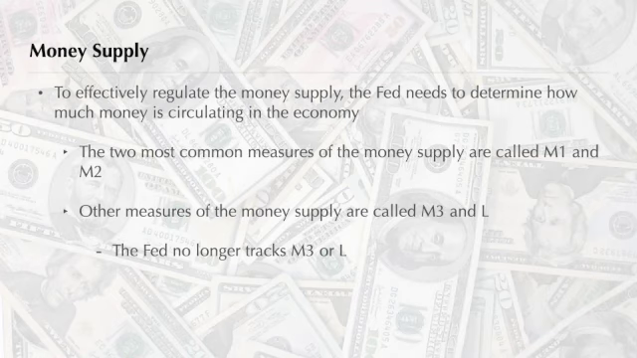Before taking action to regulate the money supply, the Fed must determine how much money is circulating in the economy. Economists, those working for the Fed and elsewhere, have determined several ways to measure the nation's money. The two most common measures of the money supply are called M1 and M2. Other measures are called M3 and L.